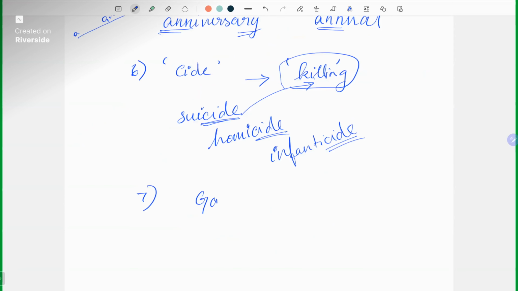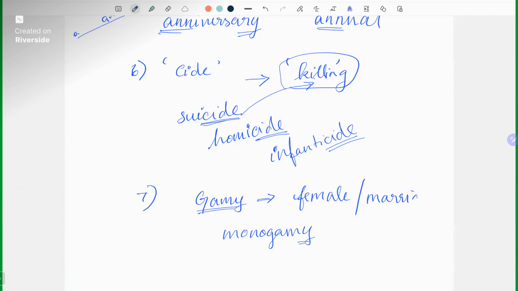Gamy. Gamy is mostly used as a suffix, monogamy. With one wife, that is monogamy. Mostly its direct meaning is related to female or marriage. Gamy, female or marriage.